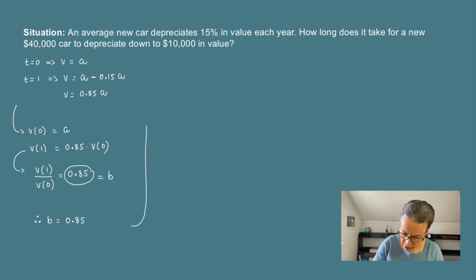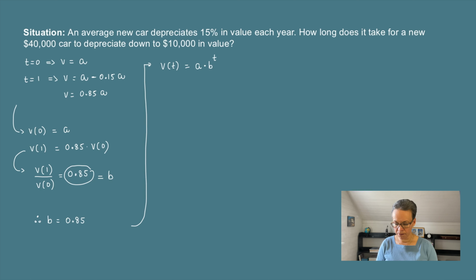So then again, now continuing. This situation is an exponential model. We're going to use the model v of t equals a times b to the t. And I'm using v for value. Now we have to go ahead and find A and B so that we have a complete model. Now I already have B, so I can improve my model.